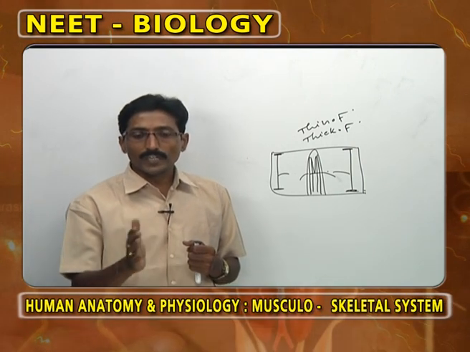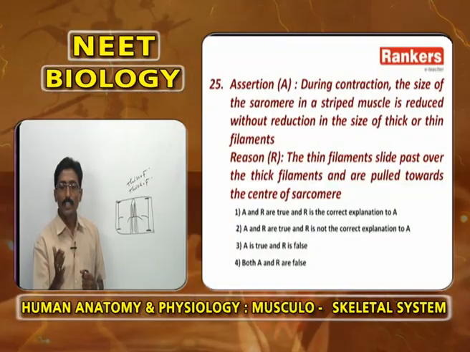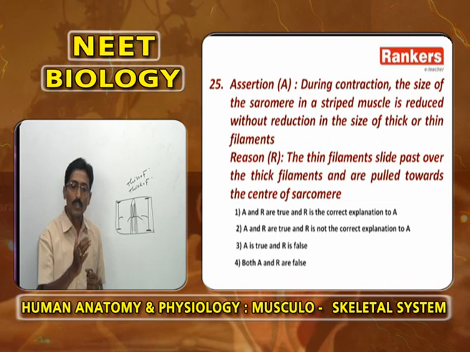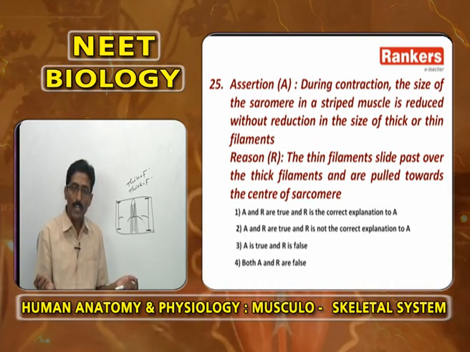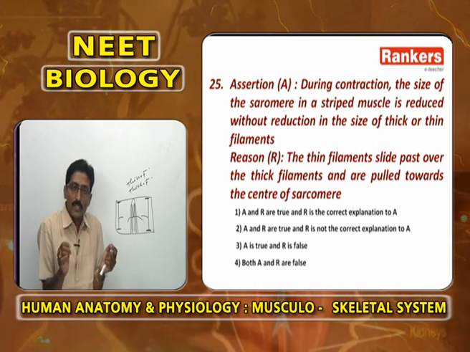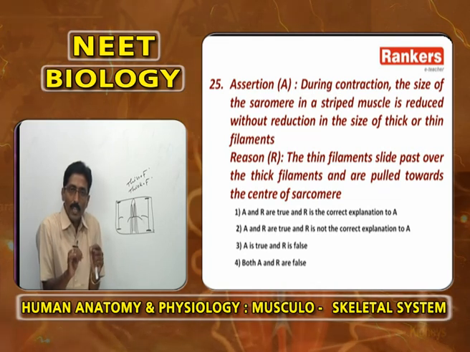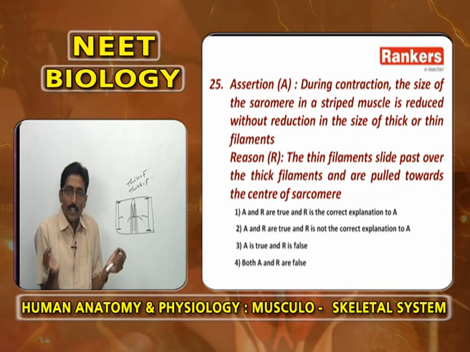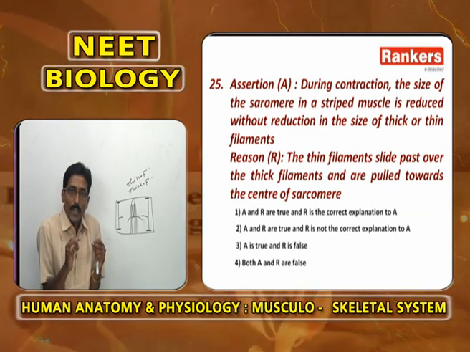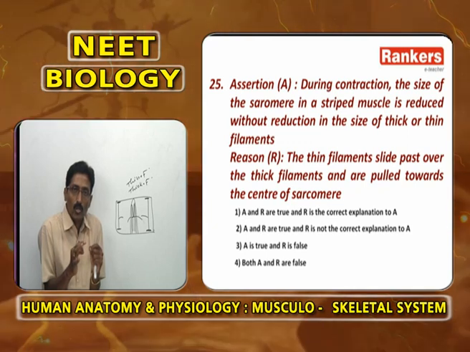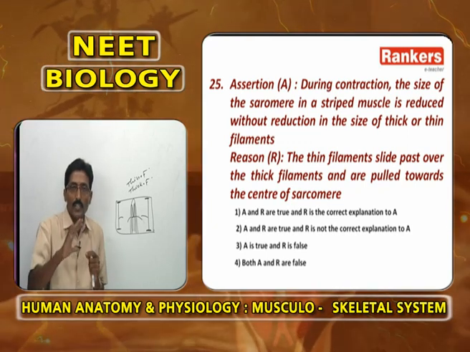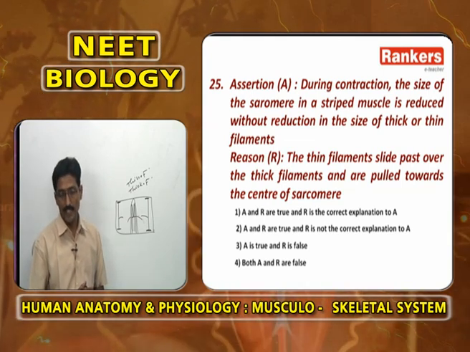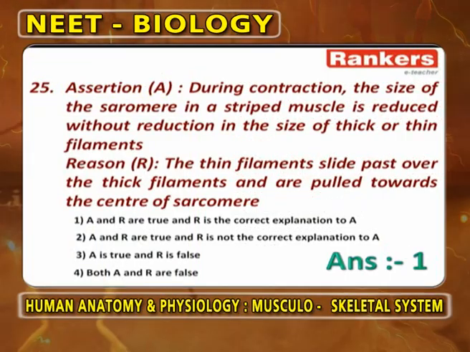Reason: during muscle contraction, the thin filaments slide over the thick filaments and are pulled towards the center of the sarcomere, but not up to the M line. The thick and thin filaments enter into the A band only up to the H zone, but not the M line. So there is no change in the A band. So both are correct, and the reason explains the assertion. Now we go for the next question.